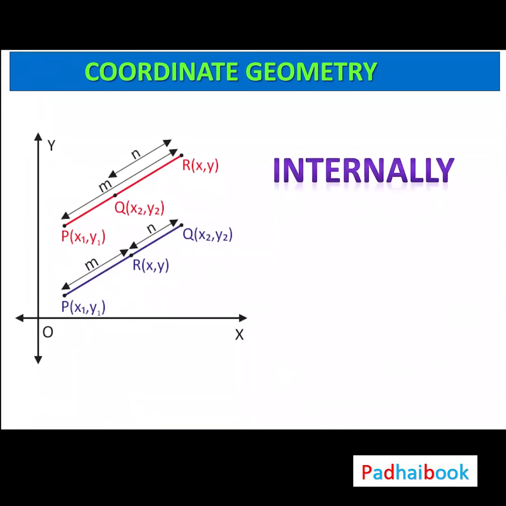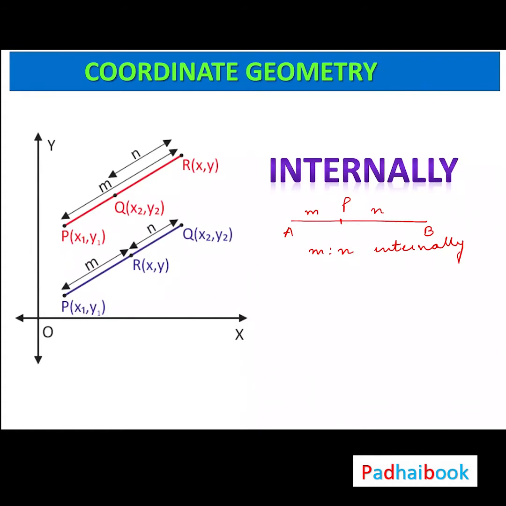So, let's say I have a line segment AB such that this point P divides the line segment in the ratio m is to n. Now this point P lies within those 2 points A and B. Then we say that the ratio here will be m is to n internally. Or you can say the point divides the line segment internally. Right? Now we have the other one, which is called externally.